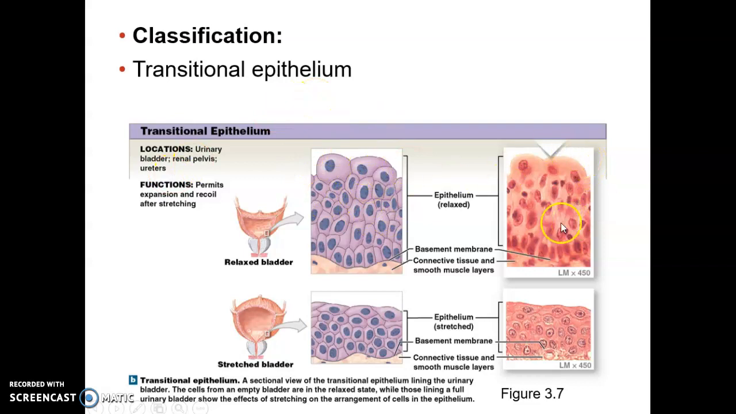And if we look at it on a slide for lab, it will always be shown in the relaxed condition where the apical cells are characteristically large and appear to be cuboidal, right? So multiple cells thick, apical cells are cuboidal. It's the relaxed stage or relaxed condition of transitional epithelium, like in the urinary bladder.